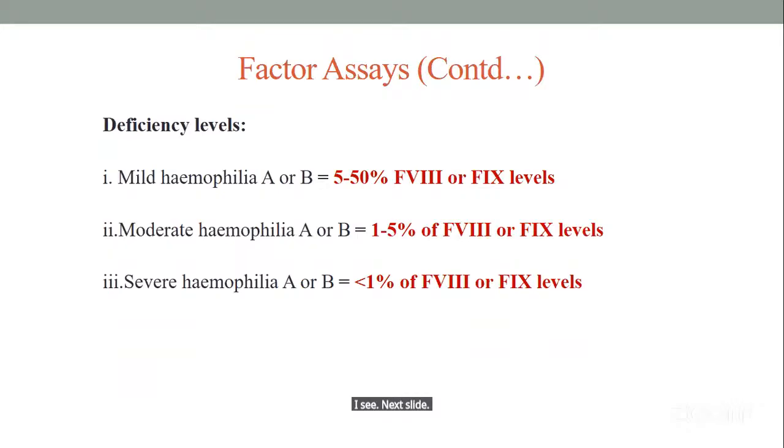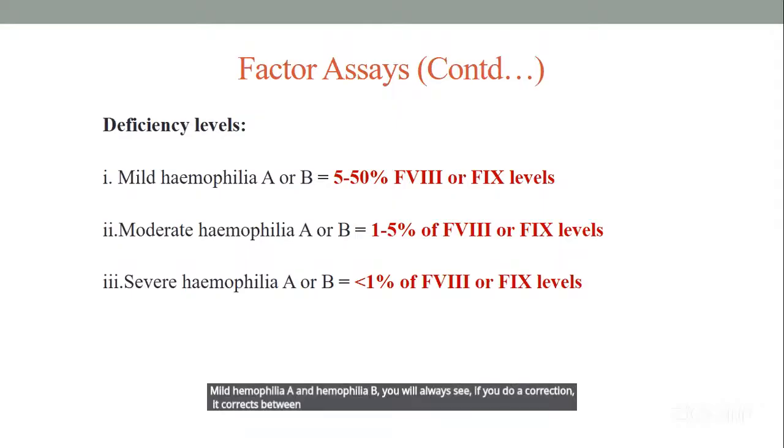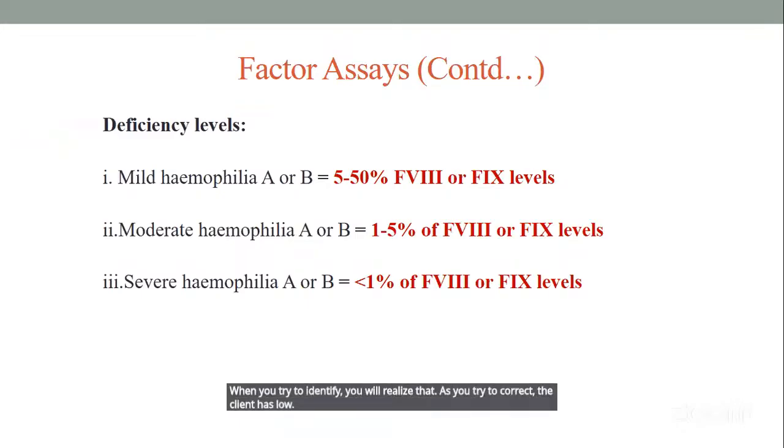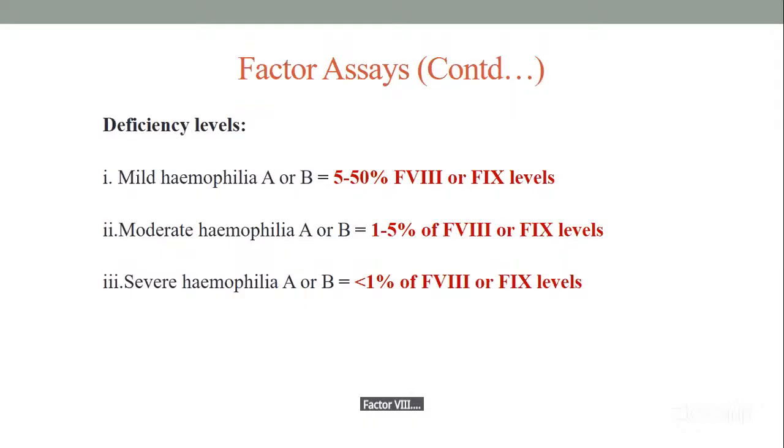And then factor assays in deficiency, mild hemophilia A and hemophilia B. You will always see, if you do a correction, it corrects between 5 to 50% of factor 8 and factor 9. In moderate hemophilia A and B, the correction will be 1 to 5% of factor 8 and factor 9. Then in severe cases of hemophilia, as you try to correct, the client has low factor 8. Are you getting that? Below 1.